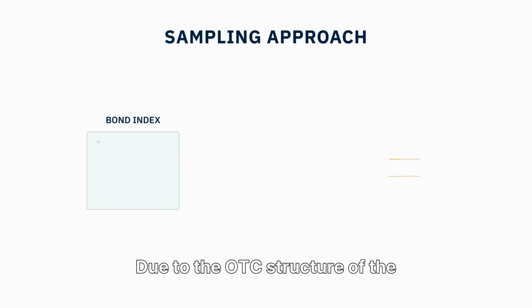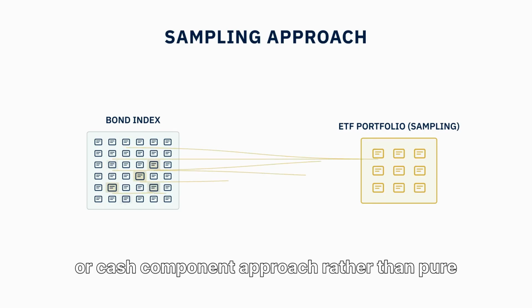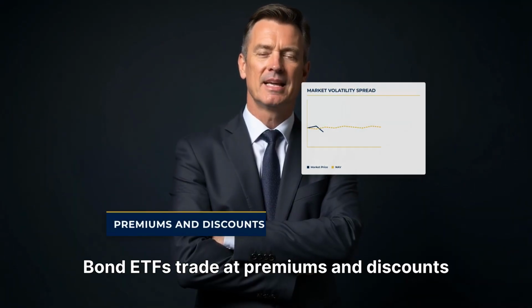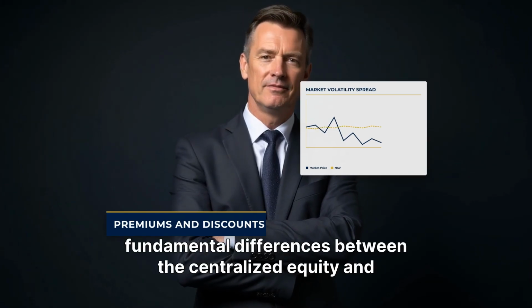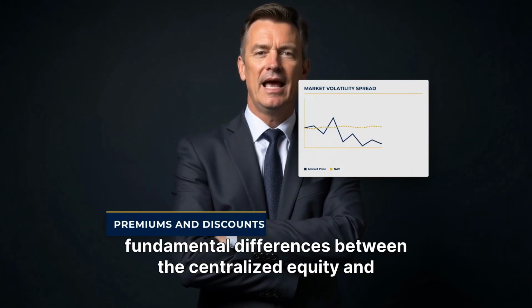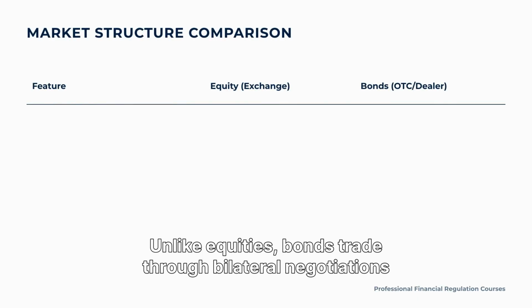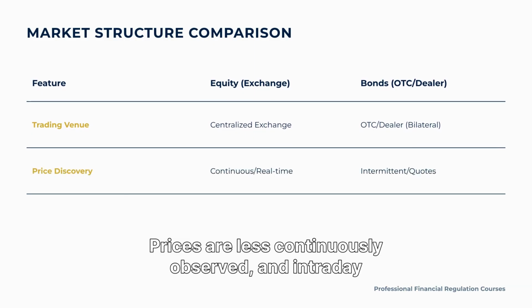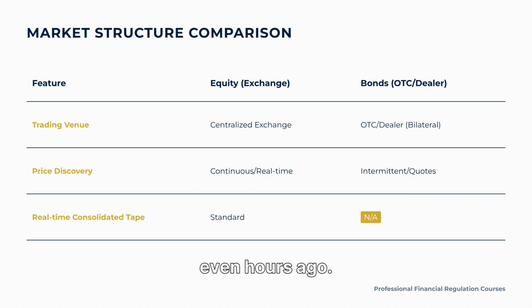Due to the OTC structure of the bond market, sponsors often use a sampling or cash component approach rather than pure in-kind exchanges of all index components. Bond ETFs trade at premiums and discounts more frequently than equity ETFs, reflecting the fundamental differences between the centralized equity and decentralized over-the-counter bond markets. Unlike equities, bonds trade through bilateral negotiations between dealers. Prices are less continuously observed, and intraday NAVs may reflect transactions from minutes or even hours ago.